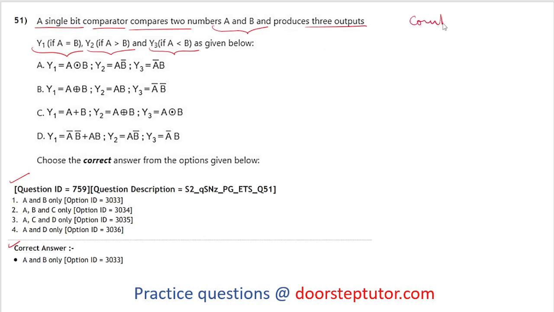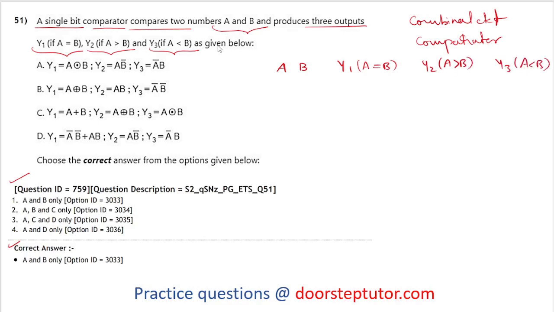In combinational circuits, we have studied the topic called comparator. A comparator is basically a combinational circuit which is going to compare two numbers of single bit. So A and B both are single bit numbers. And we have 3 outputs: Y1 when A is equal to B, Y2 when A is greater than B, and Y3 when A is less than B. Now we can write different combinations for A and B, that is 00, 01, 10 and 11. According to that, we have to write when the logic will be high or low for Y1, Y2 or Y3.